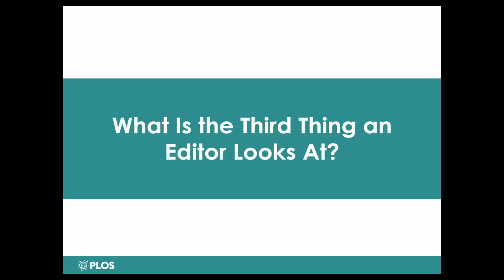Okay, what's the third thing an editor looks at? To be honest, for the top tier journals, especially the ones that don't go through scientific editors, but go through general editorial staff, there are really only three things that the editors look at. They look at the cover letter, the title, and the abstract, and they don't usually look at the paper. If they've already made the decision, they're not interested.